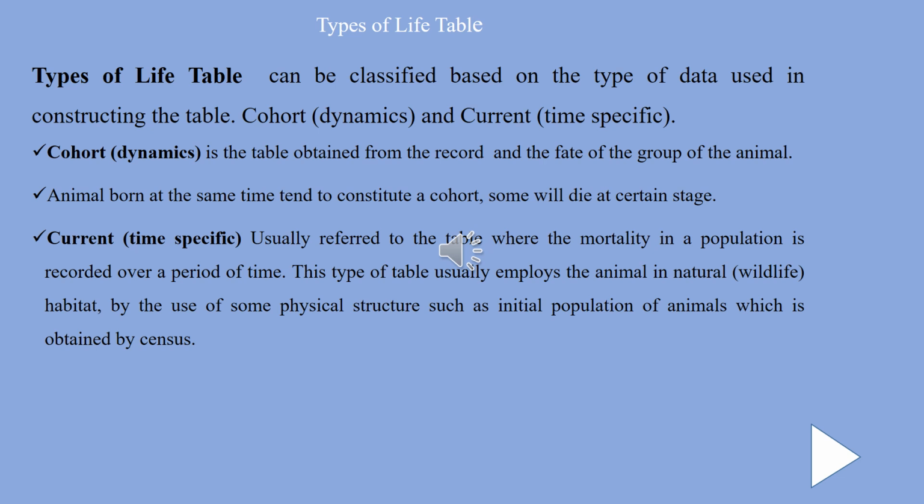Cohort. This is a table obtained from the record of animal from the fate of the group of the animals. Animals born at the same time tend to constitute a cohort. Some will die at certain stage. Cohort table is difficult to prepare for wildlife species because you have to keep track of any given group of animals newly born.